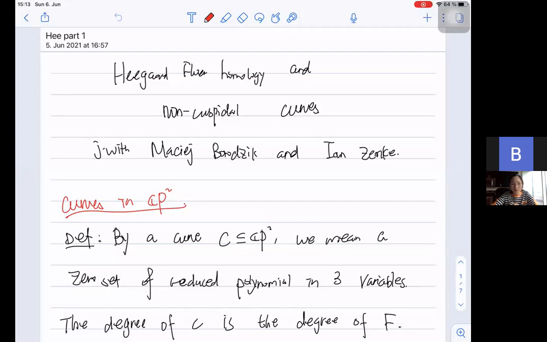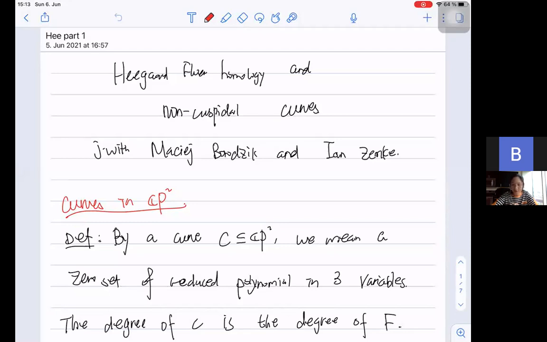I'm going to talk about Heegaard Floer homology and non-cuspidal curves. This video consists of two parts. In the first part, I give you an overview of the background, definitions, and our main result and application. In the second part of the video, I give a sketch of the proof of the main theorem. This is joint work with Maciej Borodzik and Ian Zemke.